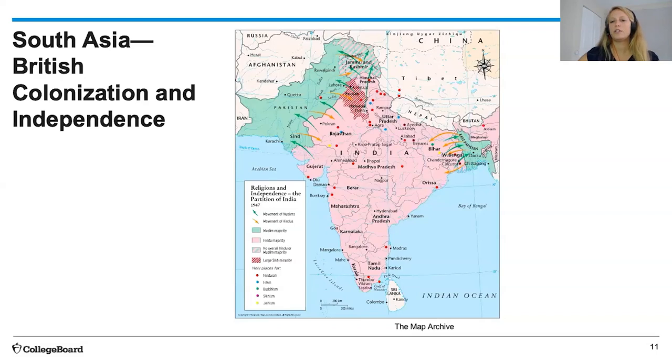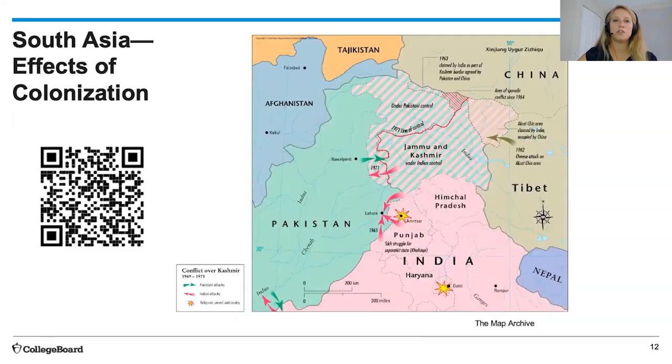The reason they partitioned it this way was because there were a lot of massacres happening between Hindus and Muslims, and therefore they drew the lines based on where those majority religions were already living. So this is still seen today because Pakistan and Bangladesh continue to have a Muslim majority and India continues to have a Hindu majority.